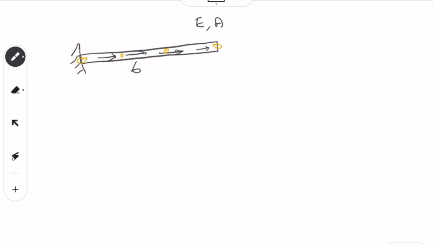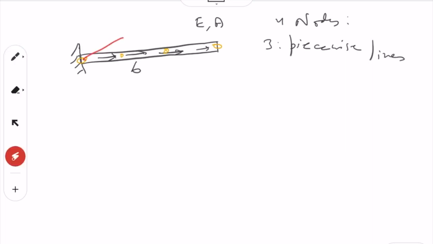Now, if you want to construct the u, okay, so there are 4 nodes, meaning that we want to use 3 piecewise lines. So, one line here to here, another here to here, here to here. Just to demonstrate, I am taking 3 of them.